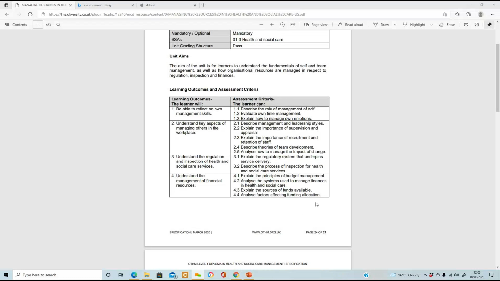So we're looking at learning outcome 3, which is understand the regulation and inspection of health and social care services. And like I said, there's only 2 assessment criteria. 3.1 is explain the regulatory system that underpins service delivery. And then 3.2 is describe the process of inspection for health and social care services.